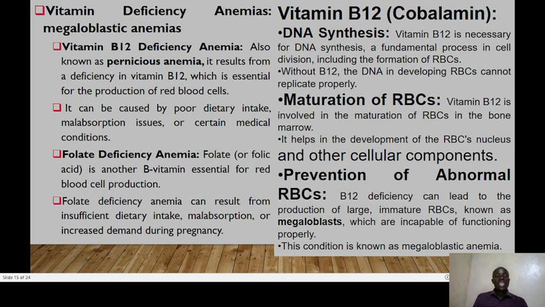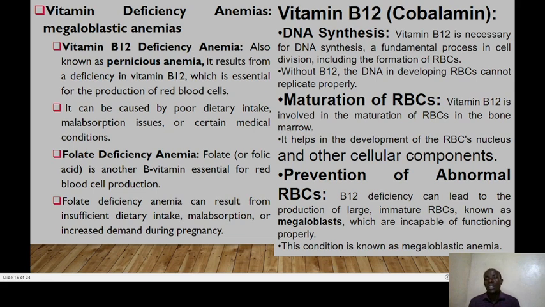Vitamin deficiency anemias. This one we normally call the megaloblastic anemia. So we have vitamin B12 deficiency, also referred to as pernicious anemia, and folate deficiency anemia. So pernicious anemia results from deficiency in vitamin B12, which is essential for the production of the red blood cells. It can be caused by poor diet intake or malabsorption issues or certain medical conditions.